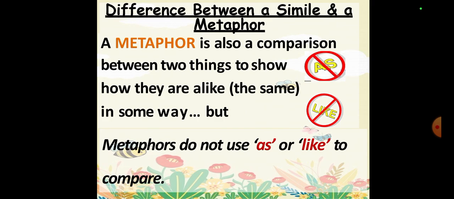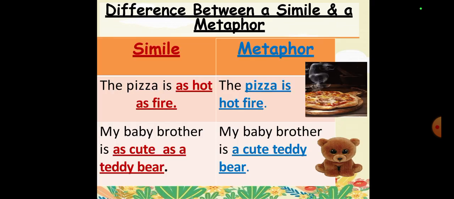If you look at metaphors, they don't use as or like to compare. Metaphors are those phrases that do not use as or like, they directly say something to someone. We do not say it indirectly. Whenever we say something directly, that is called a metaphor. The direct thing that is happening, we are talking about that. Okay, so those are the differences between a simile and a metaphor.